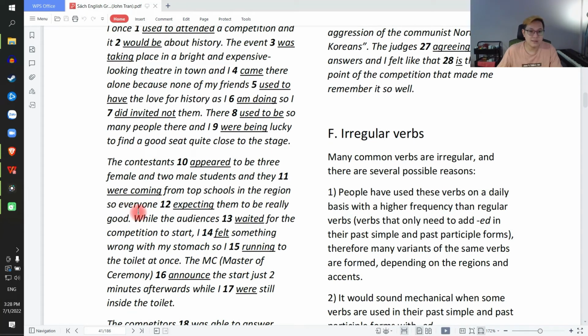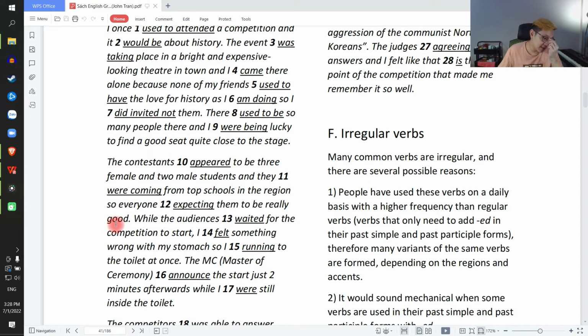Number 10 it's correct. Số 10 đúng nè. The contestants appeared to be 3 female and 2 male students and they came from top schools in the region. So everyone expected them to be really good.